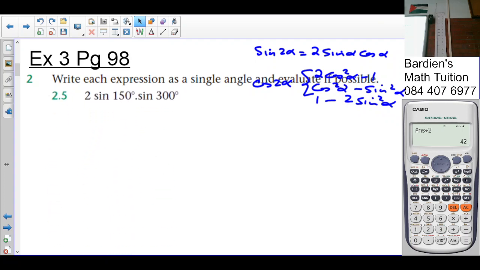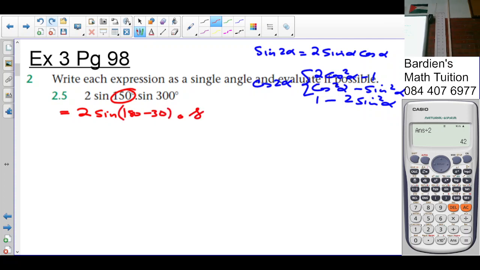Is that the case of 2 sine alpha cos alpha? You can't do that. Why? Because the angles are different. So what am I going to do here? Reduce it to the same angle. So it's going to be 2 sine, what will this be? 180 minus 30 times sine. In other words, I must pick up a 30-degree angle here.